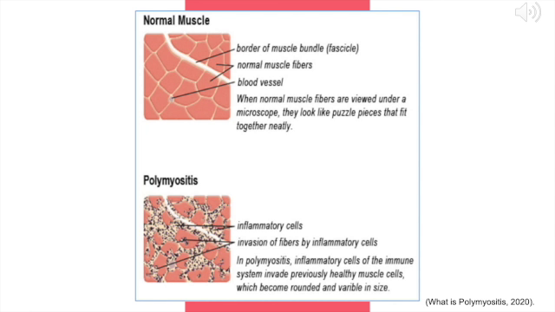On the screen, you can see the comparison of a healthy muscle fiber and a fiber that has been affected by polymyositis. In the healthy muscle fiber, you can see that the fiber is very clean, and like the picture states, the muscle fibers look like puzzle pieces that fit together neatly. Whereas in the muscle fiber that has polymyositis, it has been invaded by inflammatory cells. These immune system cells come in and invade the healthy tissue, causing them to become rounded and change shape. Ultimately, this is what causes people to experience pain and discomfort from a PM diagnosis.